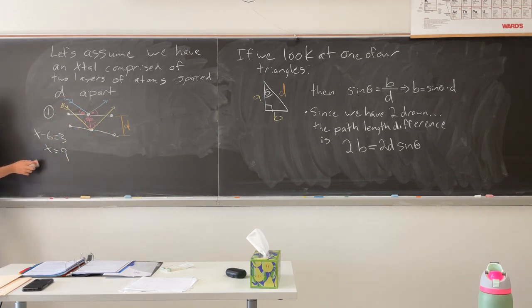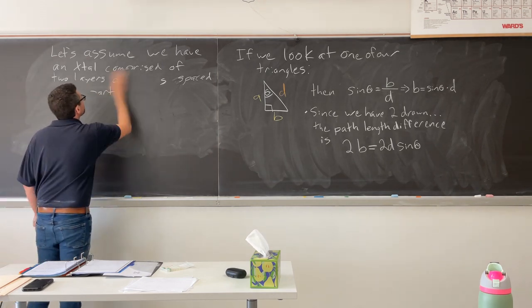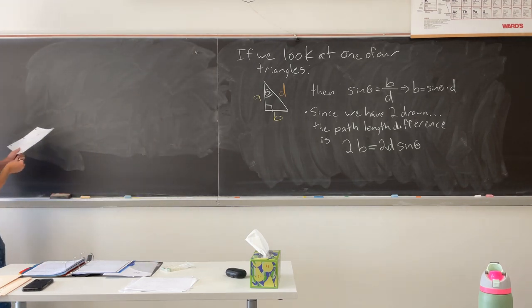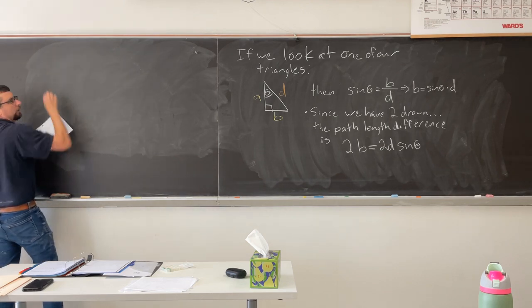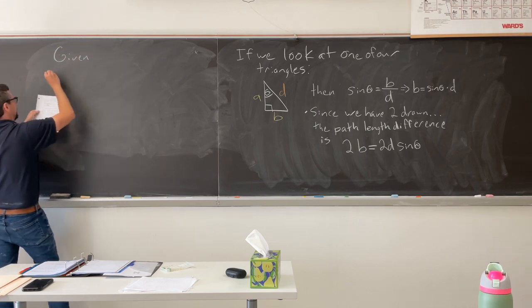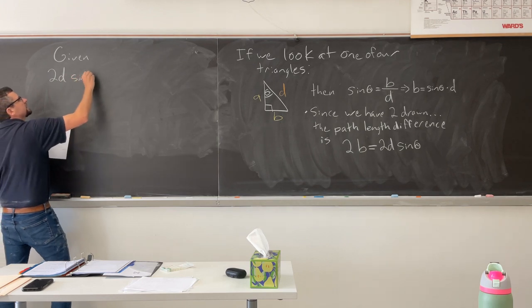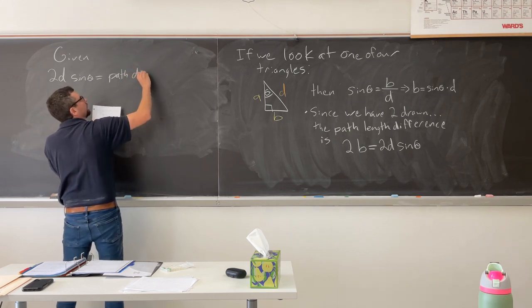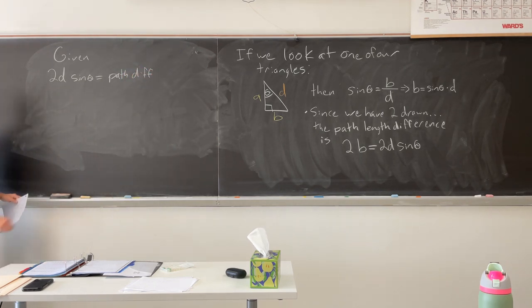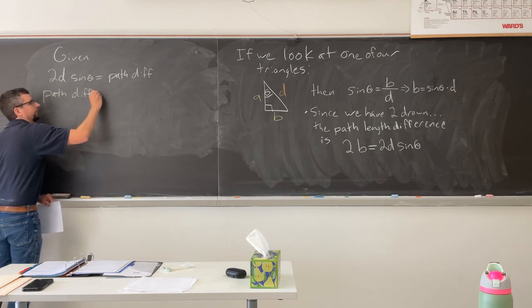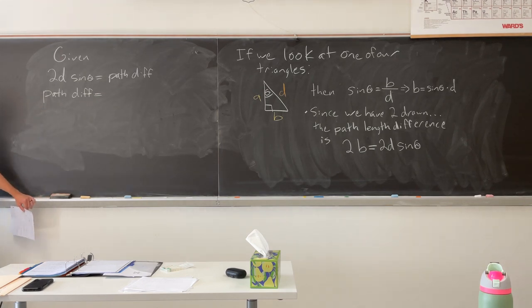I'm okay to erase this bit, right? Okay. Now, we have two parts. Given that 2d sine of theta is equal to the path length, what else do we know is equal to the path length difference? Because we're kind of bound by maximum intensities. What does it have to be? Yeah, n lambda.